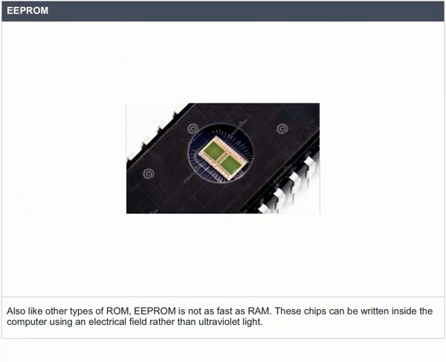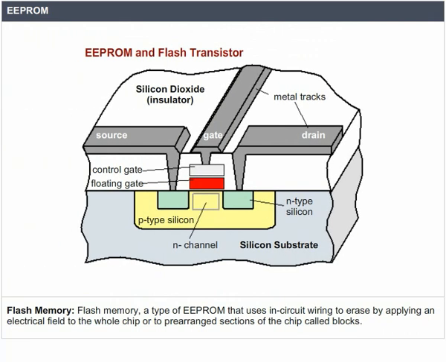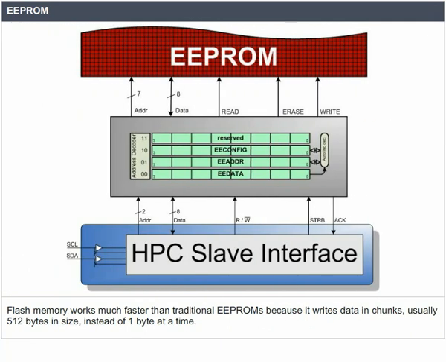Flash memory. Flash memory is a type of EEPROM that uses in-circuit wiring to erase by applying an electrical field to the whole chip or to pre-arranged sections of the chip called blocks. Flash memory works much faster than traditional EEPROMs because it writes data in chunks, usually 512 bytes in size, instead of 1 byte at a time.